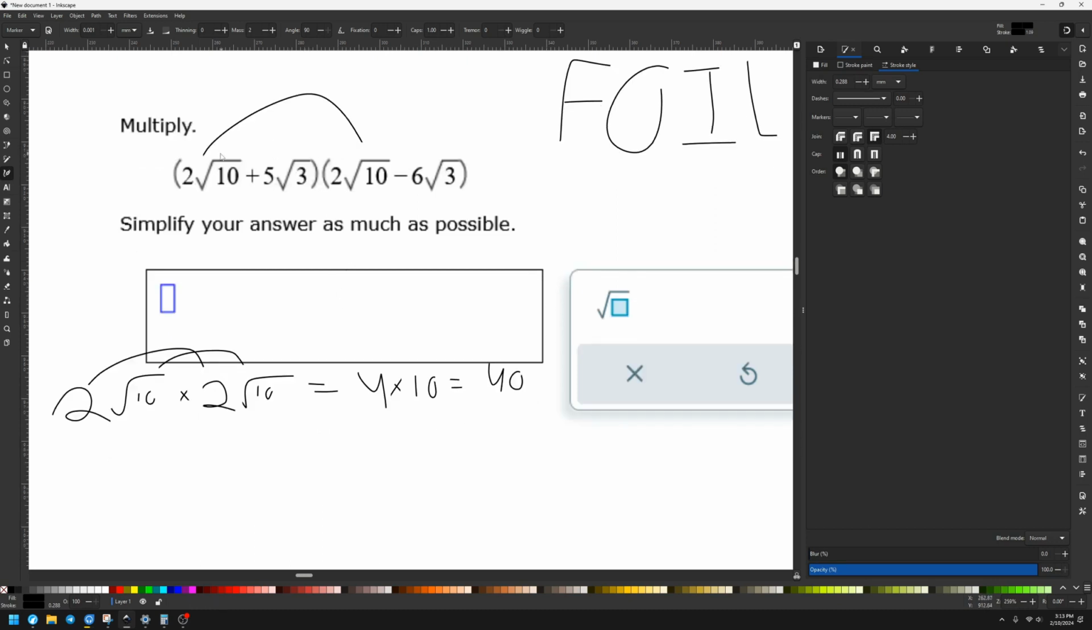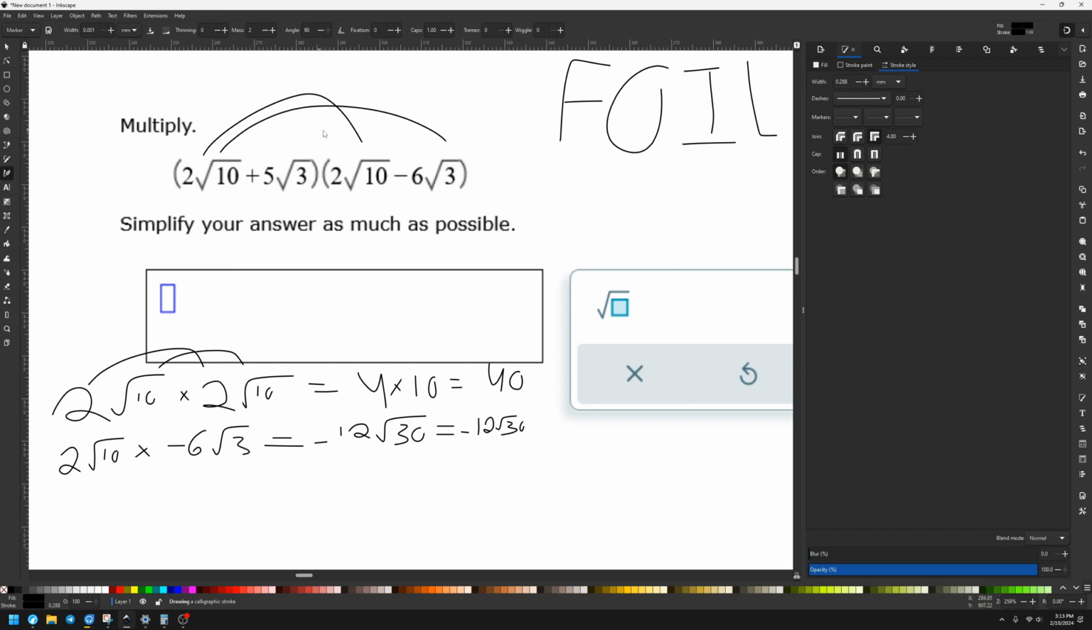Okay, now for the outer terms, which is going to be 2 times the square root of 10 times negative 6 times the square root of 3. Same thing. We're going to multiply this number by this number, and then the radical by the radical. So 2 times negative 6 is negative 12, and the square root of 10 times the square root of 3 is the square root of 30. Okay, final answer, negative 12 square root of 30 for the outer terms.